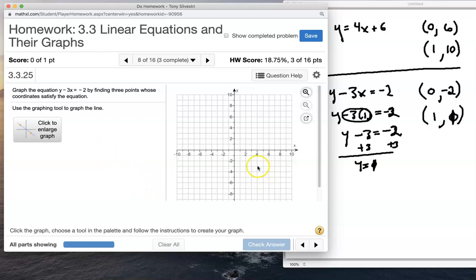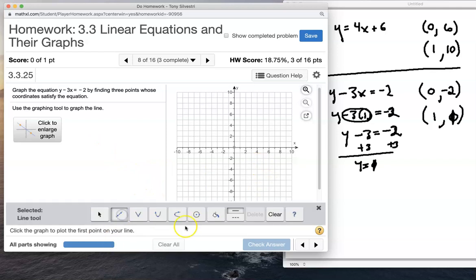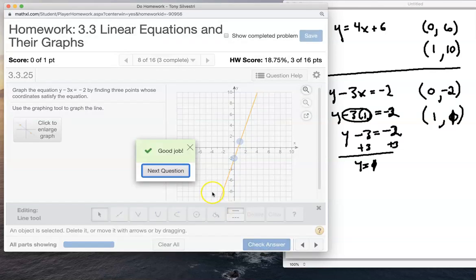What's going on here? Click. Make up line. 0, negative 2. Boom. Now remember down here somewhere there's a little line, a point indicator, so that should help you. I'm going to try to do it without it. 1, 1. Boom. There's your line. Check your answer. Great job. Good job. Fantastic job.